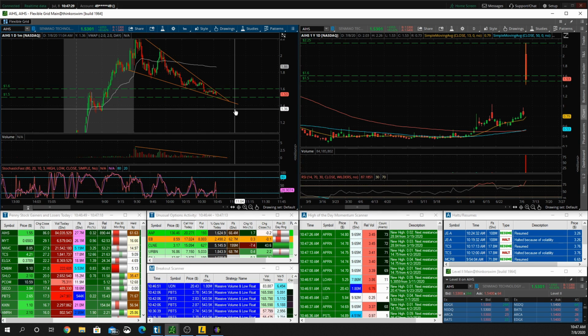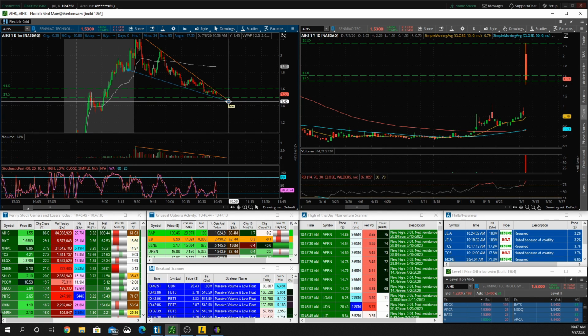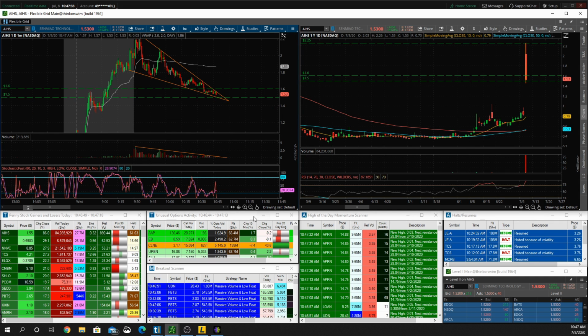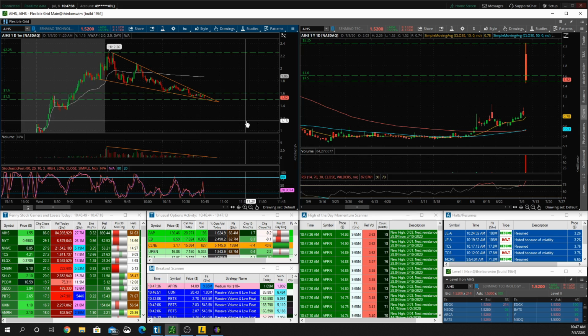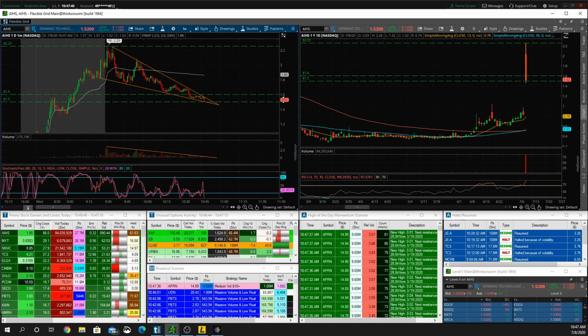Again, does it have to work out 100% of the time? Absolutely not. It is an 80-20 setup. 80% of the time it does work out. 20% of the time, it'll keep moving on lower. But that's why we have to implement risk management.